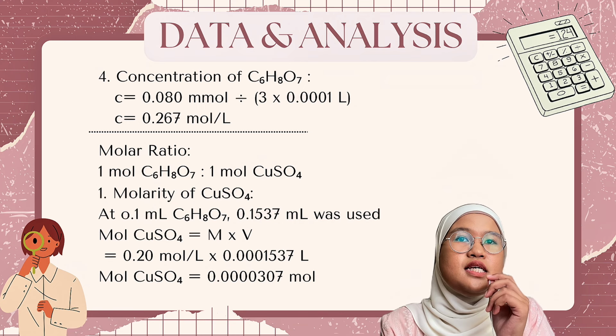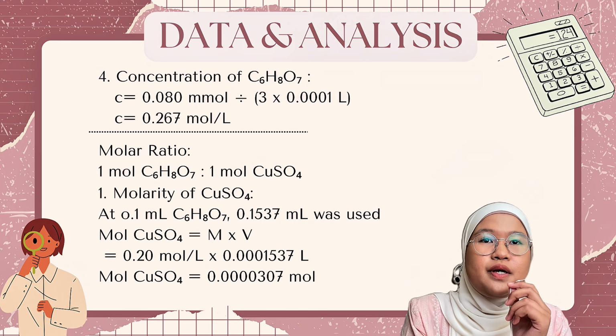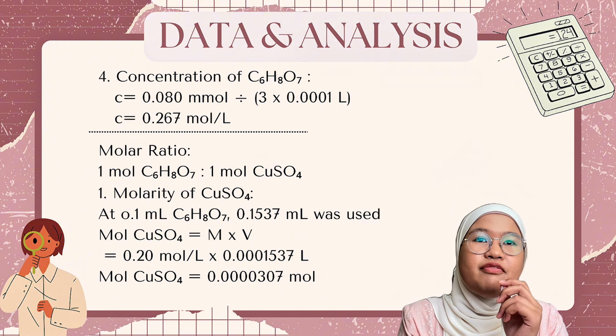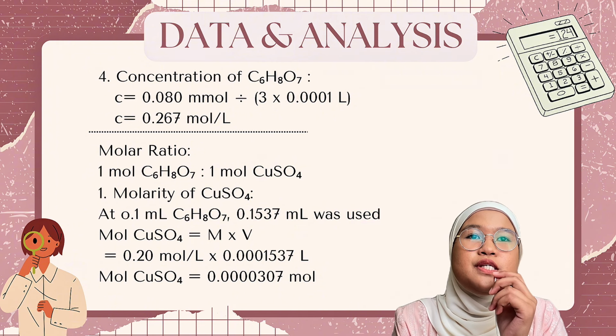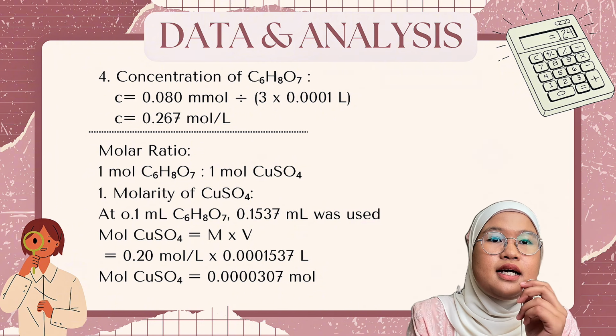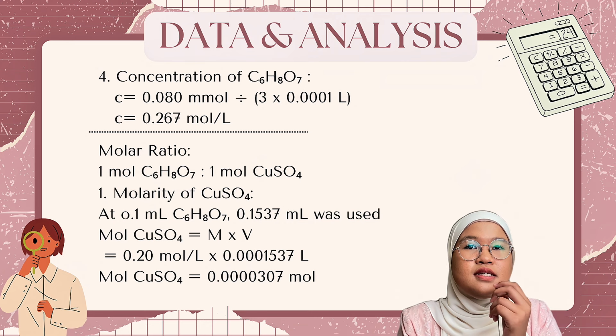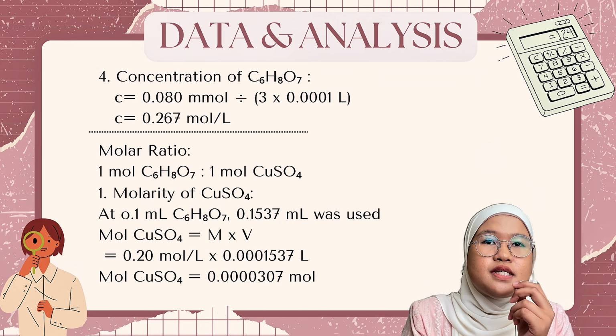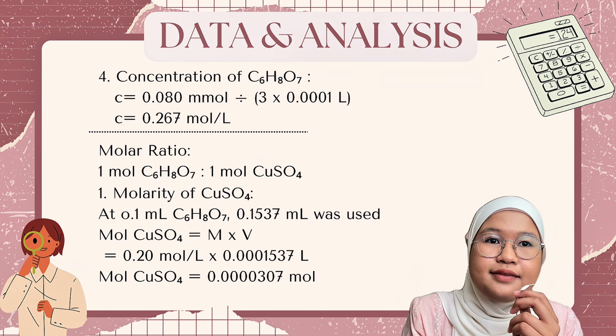Step number 4 is to find the concentration of C6H8O7. So C is equal to 0.080 millimole. We divide with 3 times 0.0001 liter, and we'll get the concentration equal to 0.267 mole per L.